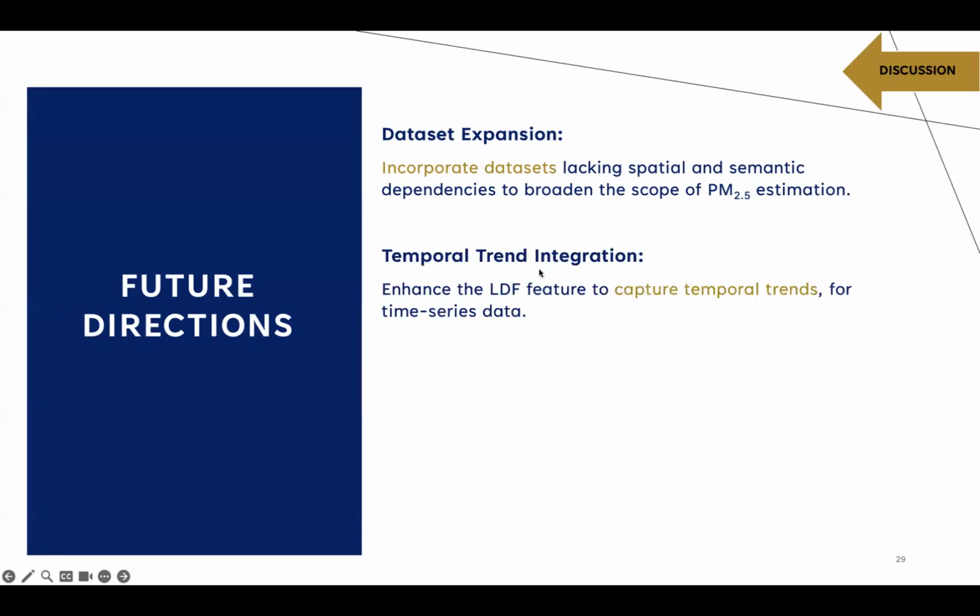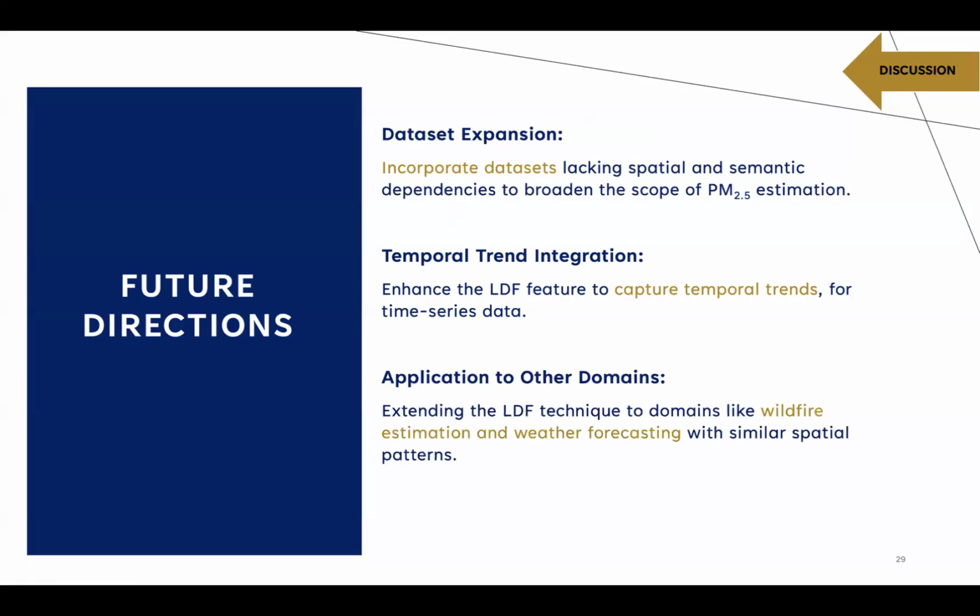The second is that since this feature only captures the spatial trends, and we ignore the temporal trends due to missing time series values, can we also incorporate temporal trends in some way? Can this CNN model be converted into more of a CNN LSTM model, which can also capture the temporal patterns in the data set? We believe maybe this will enhance the LDF feature. And the third is whether we can expand it to other domains like wildfire estimation or weather forecasting, which consist of similar spatiotemporal patterns.